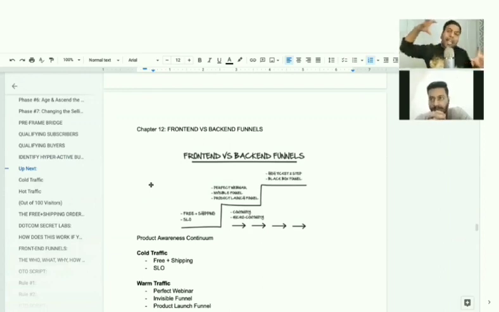So every funnel has its own characteristics, and we will be studying them in the next chapter.